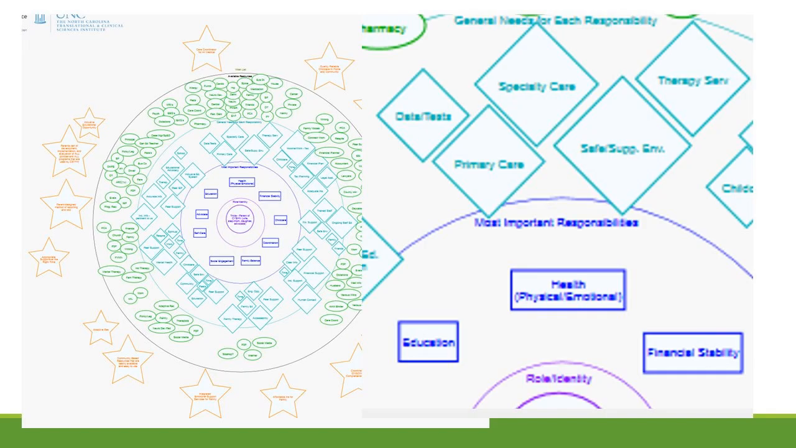Next, we're going to talk about this third ring. And if you recall, we had that role and identity in the center. Then we moved out one more to most important responsibilities. Then we'll talk about how each of our responsibilities comes with a set of needs. And that's what's going to be in this teal ring here. And I'm going to show you some examples of that.